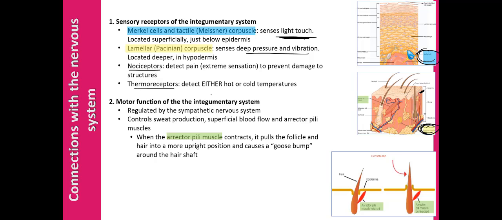In terms of the motor function of the integumentary system, I talked about the erector pili muscle that's associated with hair. What you can see here is that when it's relaxed, the hair emerges from the epidermis at an angle. But when the erector pili muscle is contracted, the hair stands straight up, and it also causes a goosebump. This is regulated by the sympathetic nervous system.